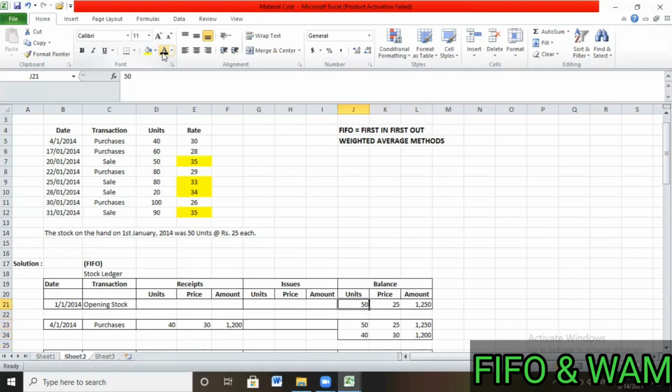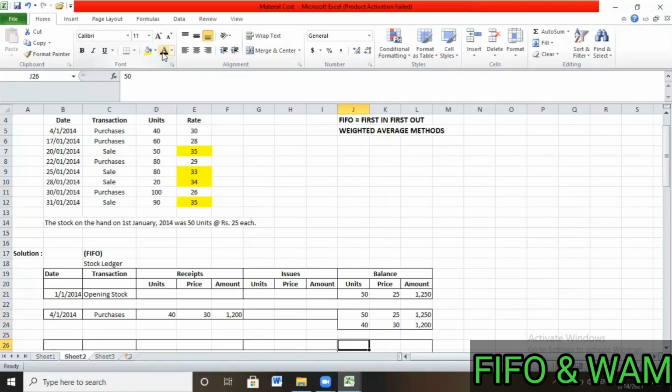50 units is your first, and this 40 afterwards. So on 1st January it was there in your godown. Okay, it was your opening stock. Then on 4th January you purchase 40 units. Now we are moving ahead.